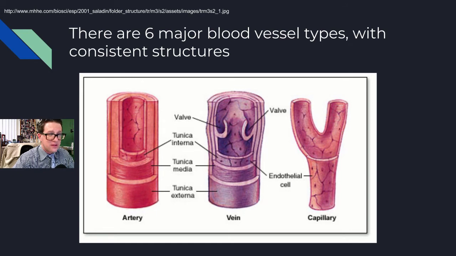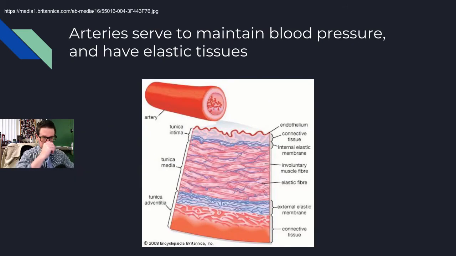If I strip away the outer 2 layers and just leave the tunica interna, what we get are capillaries, or in some cases lymph vessels. Looking at an artery, what we notice is their function is to maintain pressure. The way that they do that is they happen to have smooth muscle, but they also turn out to have elastic tissue inside of them. The job of that elastic tissue is when it gets stretched, it wants to go back to its original shape, because that's what elasticity is. If you distort it, it wants to return to its original shape.